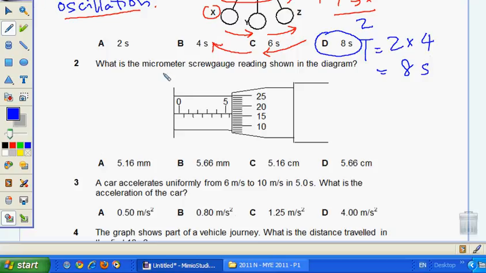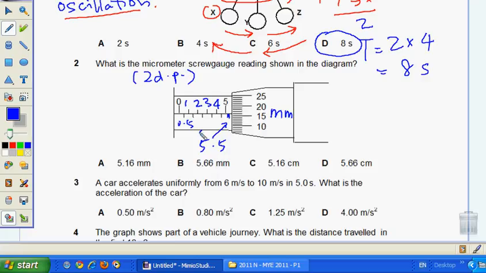What is the micrometer screw gauge reading shown in the diagram? If you look at this question, micrometer is always measured in mm, and micrometer can read up to 2 decimal places. This is very important. So we first read the main scale reading. Notice on top is 0 to 5, so this is 1, this is 2, this is 3, and this is 4. And notice there's something below. If there's something below, this is a 0.5. So if I read here, this is 5.5.